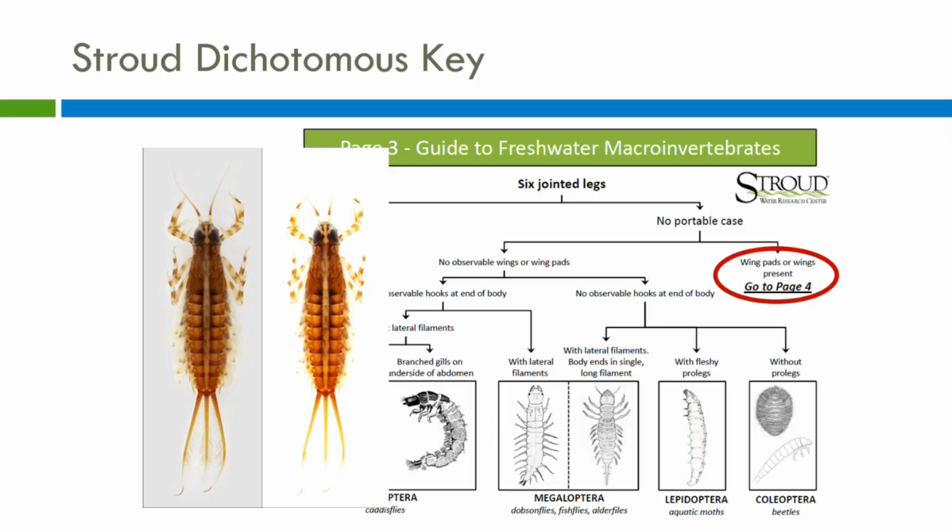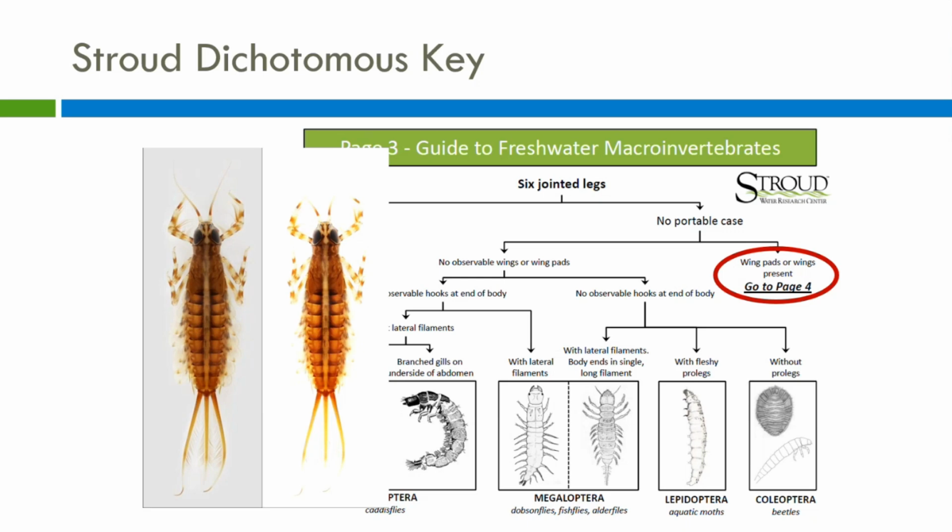Here on page 3, we're starting with all the organisms that have those 6 jointed legs. First question here is, does this come in a portable case or no portable case? So it's pretty obvious, no portable case. Oh, dang, I went too far. So no portable case for sure.